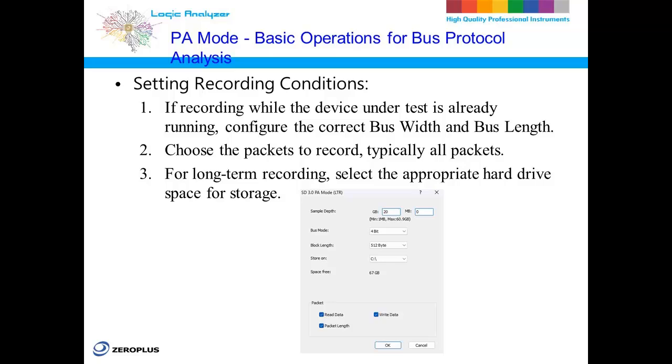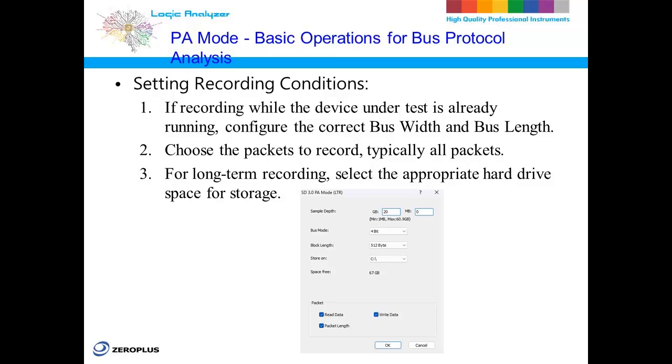For example, if you're working with a 4-bit wide SD bus, you'll need to set the bus width to 4. For an 8-bit wide eMMC bus, set it to 8. Bus length refers to the data packet length of the device under test. Typically, this is set to 512 bytes. You can choose to record specific packets or all packets, depending on your testing requirements.